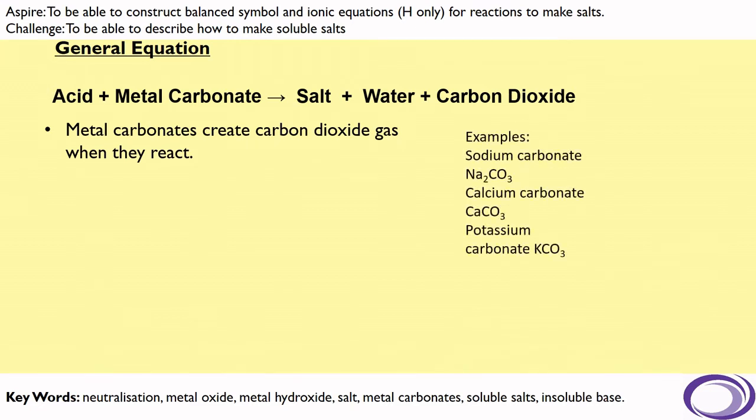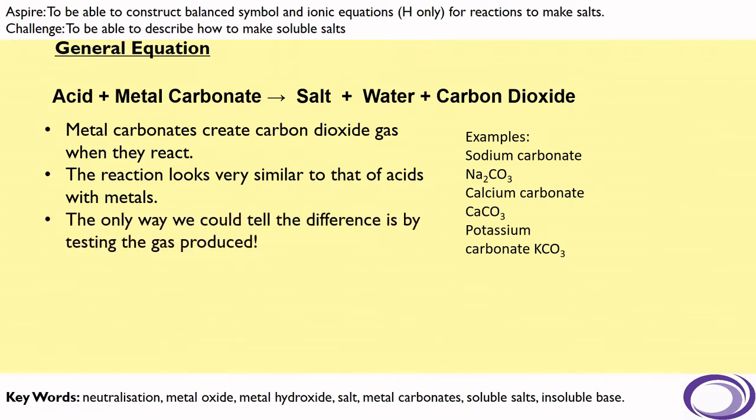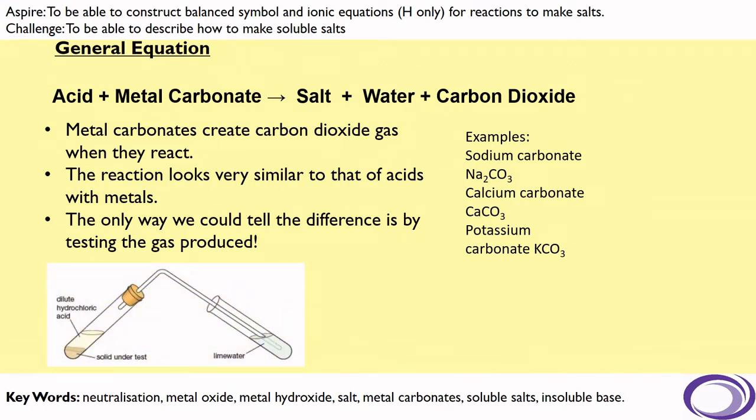Now, there's many examples of carbonates, sodium carbonate, calcium carbonate and potassium carbonate being some of them. The reaction looks very similar to that of acids with metals, as we are getting that gas produced. So the only way we can tell the difference is by testing the gas produced. Now, in the acids with metals video, we tested the gas to see that it was hydrogen. So in this one, we'll have to test the gas to prove that it is carbon dioxide.